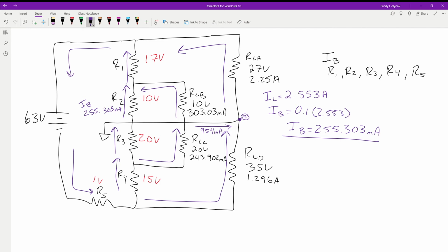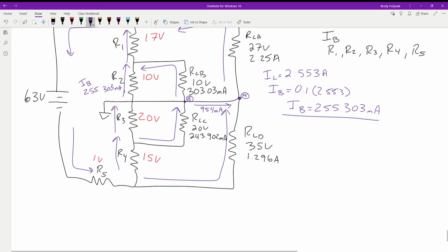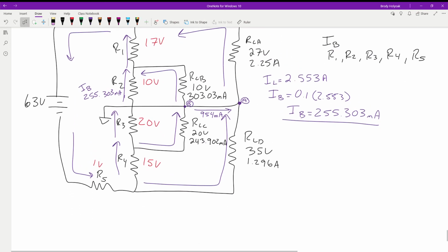So at this node here, we have 2.25 leaving and 1.296 going in. So we're short 954 milliamps coming into this node. Okay, so then we're going to come back to this node because now we're only missing one value. We'll call this node B. So I have 303.03 milliamps leaving the node. I have 954 milliamps leaving that node. And I have 243.902 milliamps going into that node.